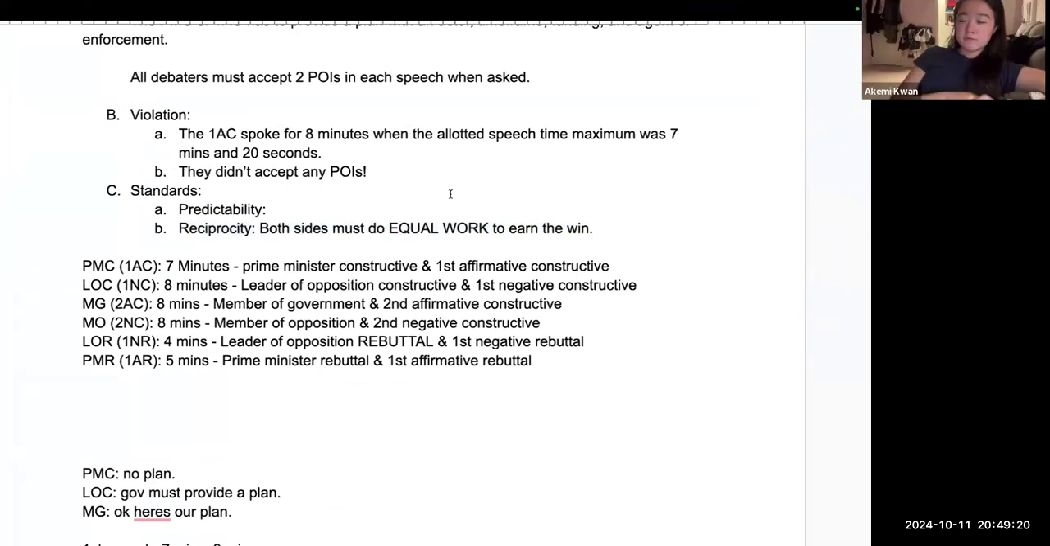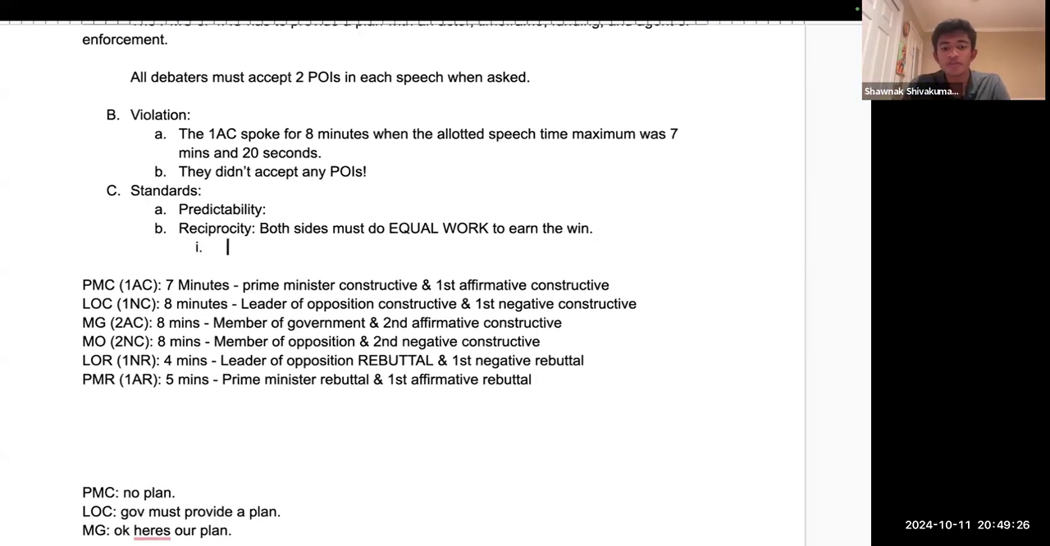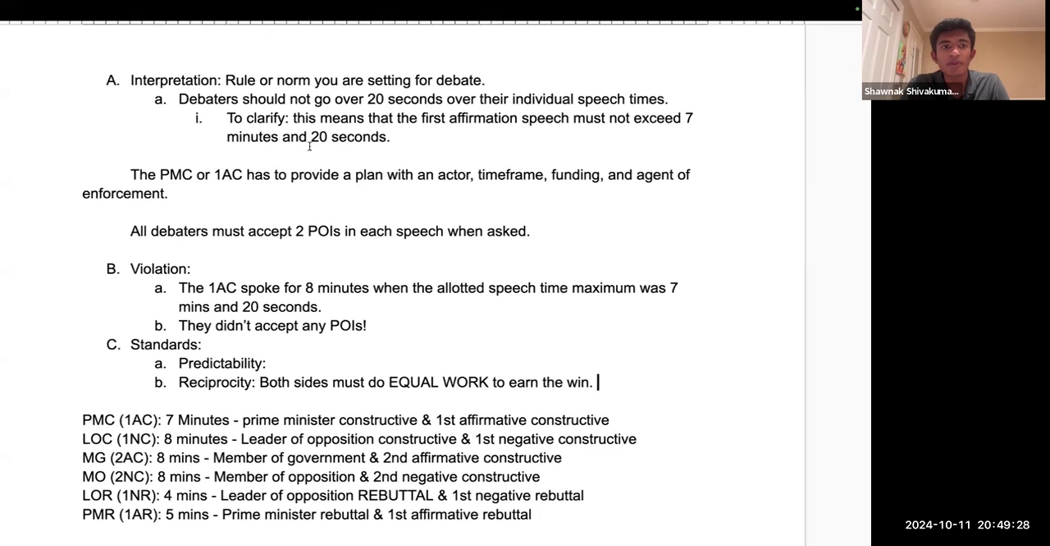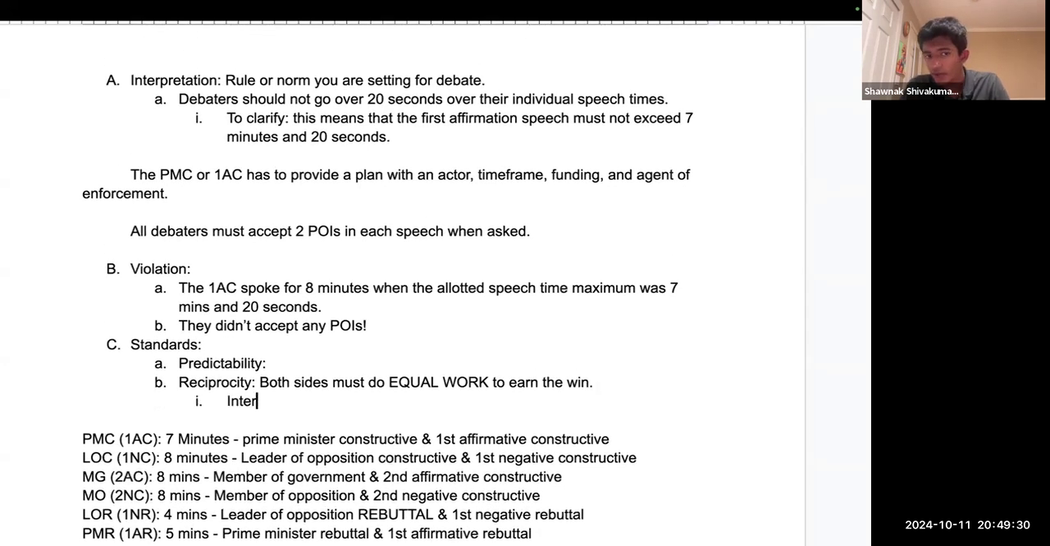A little bit. Like if Gov gives a plan, opposition also has to give a plan in order to win. Right. So an example of an interpretation would be: the 1AC must read a counter plan with the same actor. And then you define what a counter plan is. It's like an alternative action.